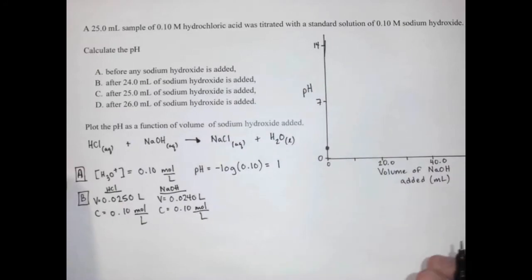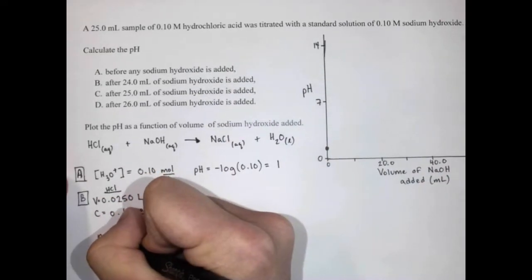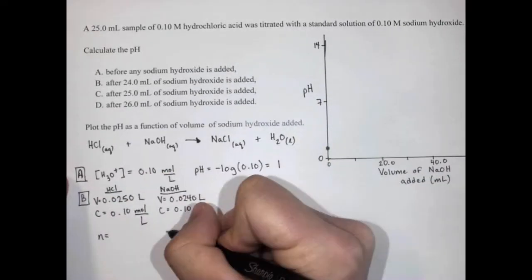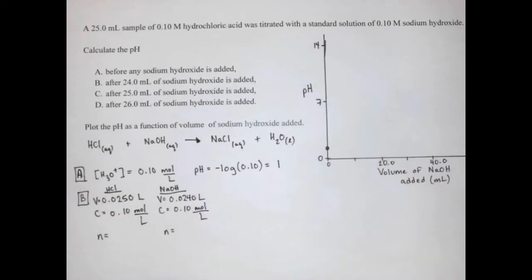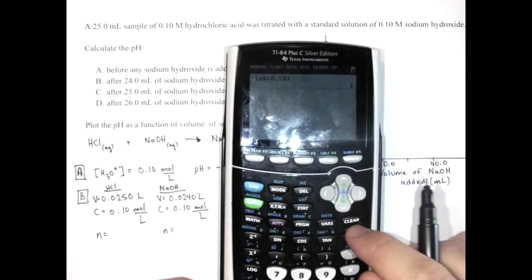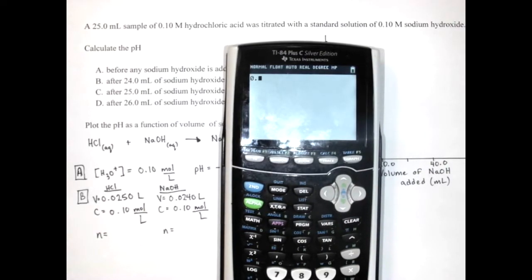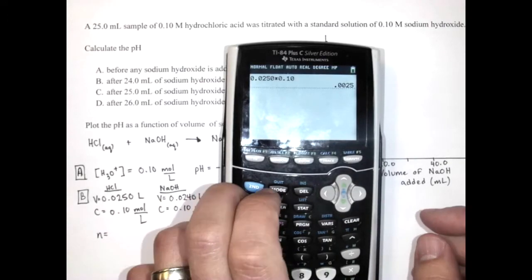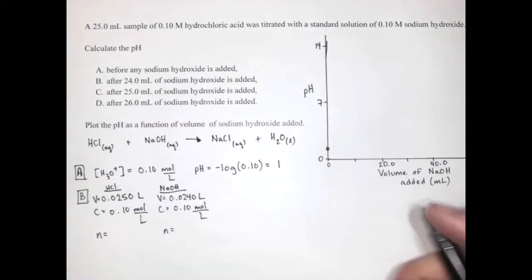So with both of these volumes and concentrations, I can determine the number of moles of each. My number of moles of acid is going to be 0.0250 times 0.10, and I get 0.0025 moles.